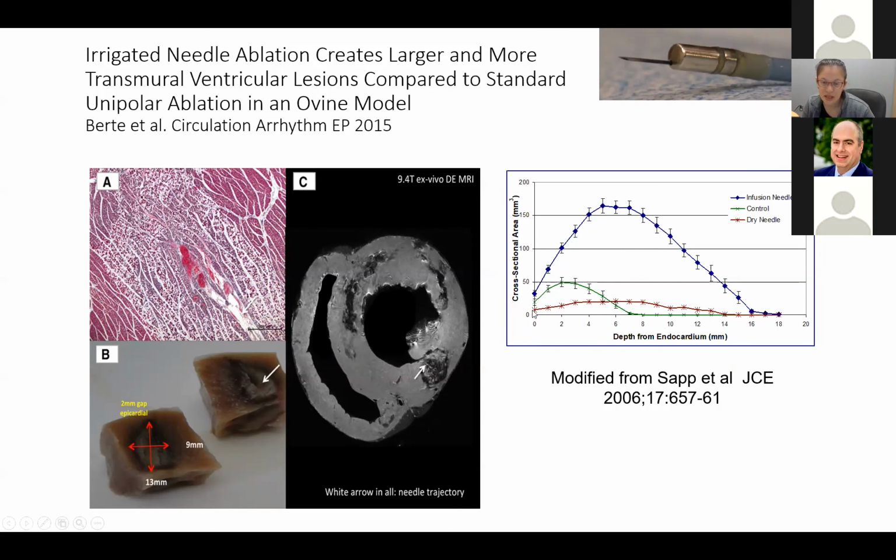If you take the needle and just stab it into the tissue and deliver RF through it, all you get is a very, very skinny lesion. It goes pretty far in, but it's not very wide. And once you irrigate it, you actually get a more almond-shaped lesion like this, where you have relative tissue sparing at the surface, and you have relative tissue sparing deep, but you get a very wide lesion at the belly.